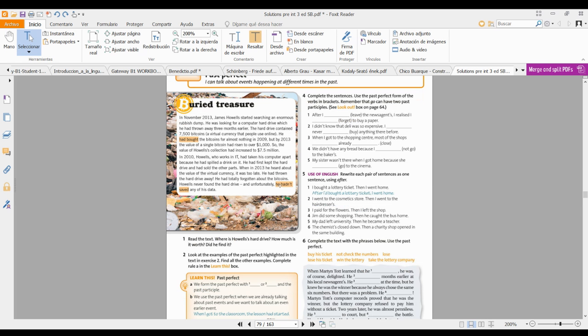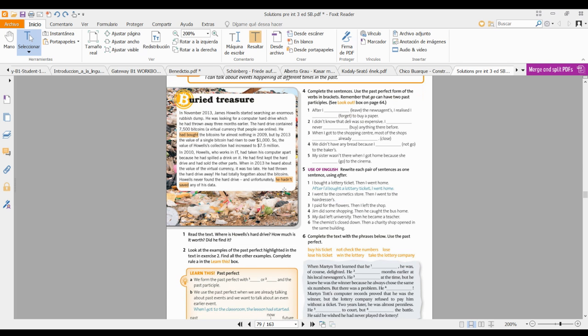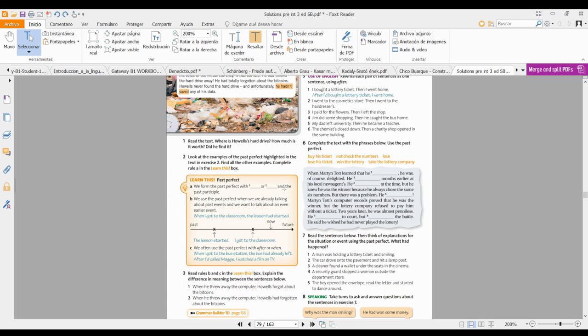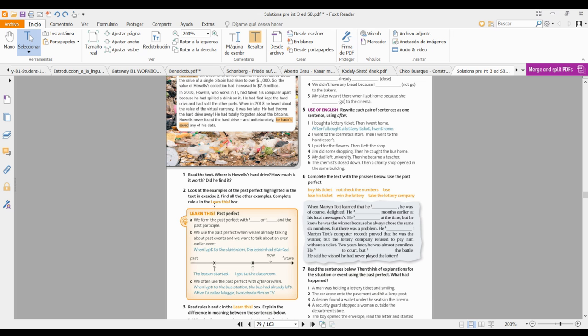Let's see the other example. It says he hadn't saved any of his data. And the previous part said Howells never found the hard drive. Nunca encontró el disco rígido. And he had not, no había guardado any of his data. So let's take a look at the Learn This box and let's analyze these examples. We form the past perfect with and the past participle. So what do we use in one or two?